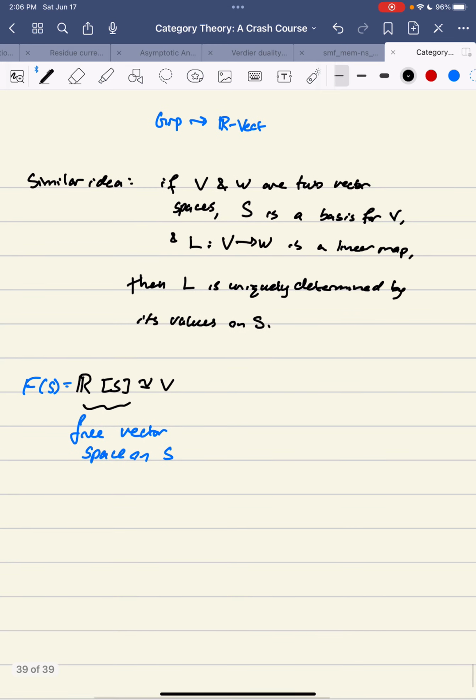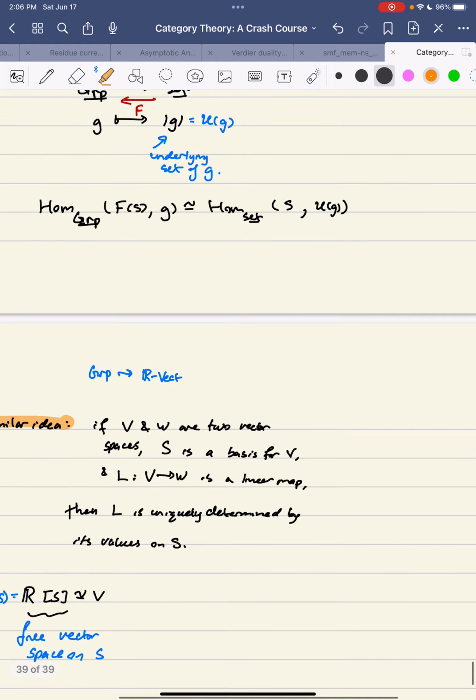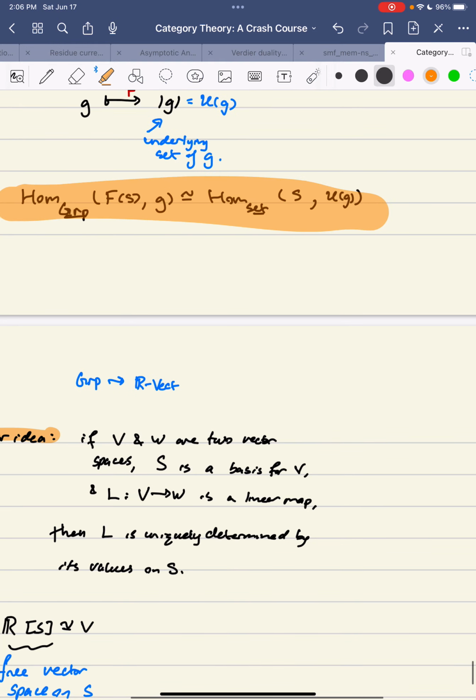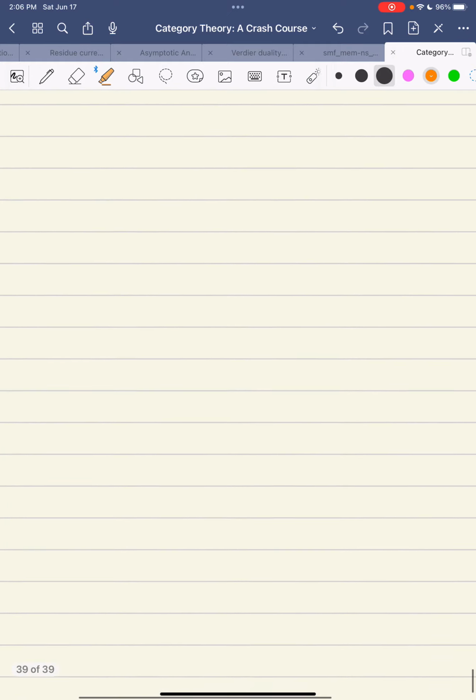And if this is unclear, please ask questions in the Discord chat or wherever. But the idea is that while it looks fancy in this new language of Hom sets, categories, and functors, it really is at its core a familiar kind of process. Right, let's look at our next main example.